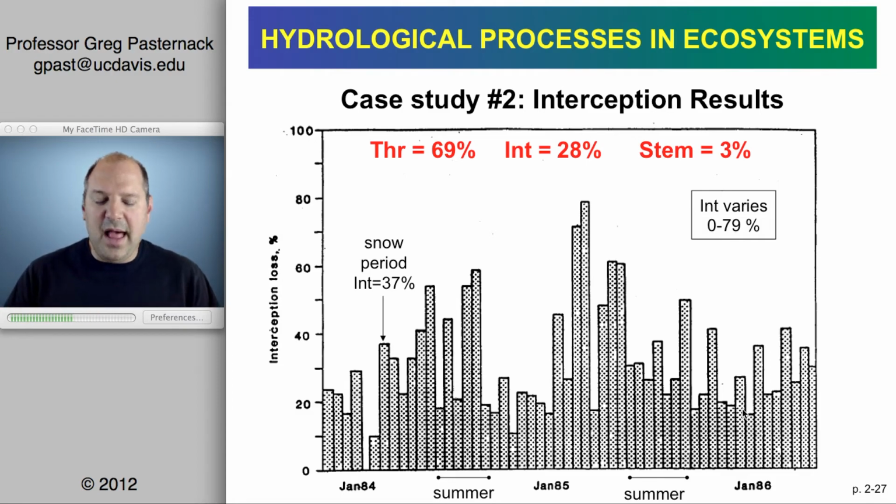And this is the primary plot. On the x-axis is date in 1983 to 1986. On the y-axis is the percent interception. You can see that it is highly variable. You could ask the question, is this time series random or non-random?